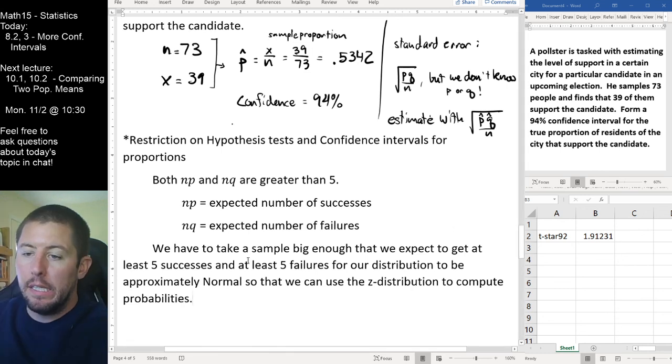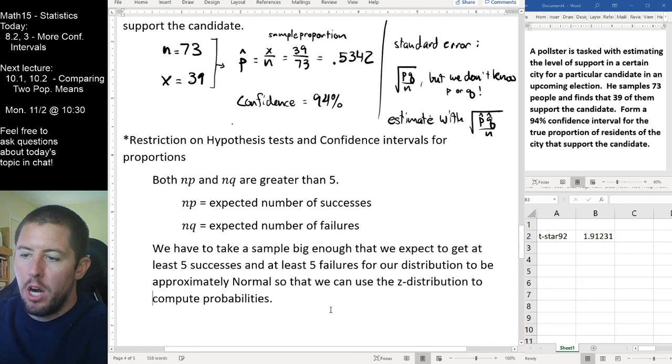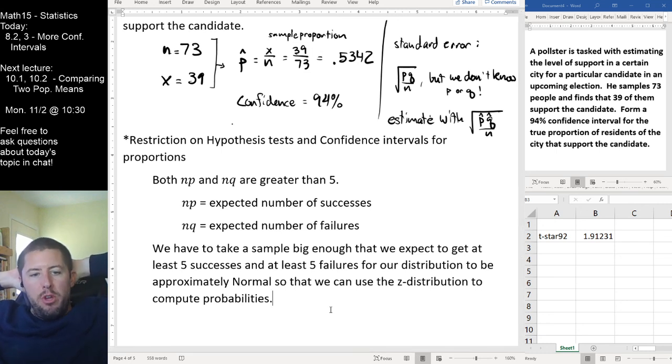So basically, the bottom line is this. We need to take a sample large enough that we expect to see at least five successes and at least five failures so that our distribution will be approximately normal, so that we can use our z distribution to actually compute probabilities of interest, get things like a z star value. So let's think about when this won't happen, or at least when this should happen here.